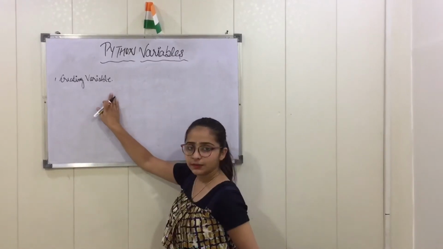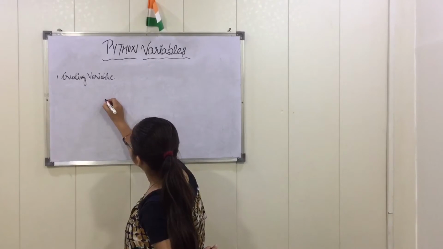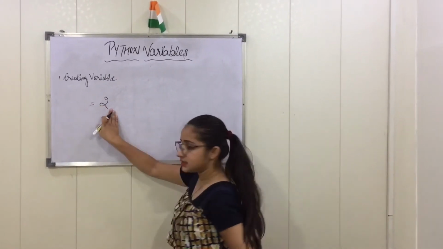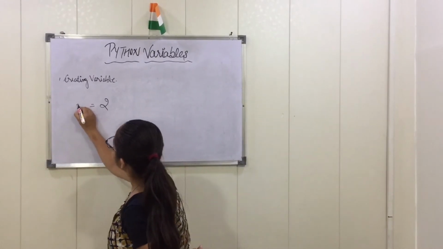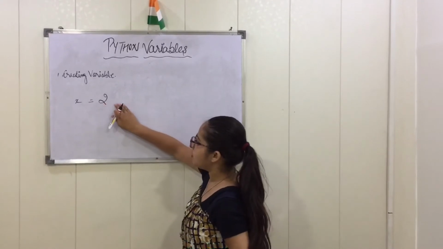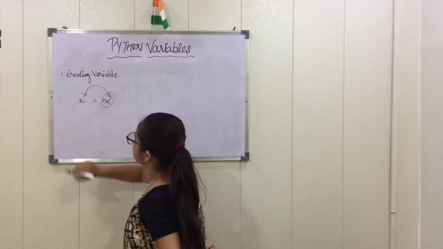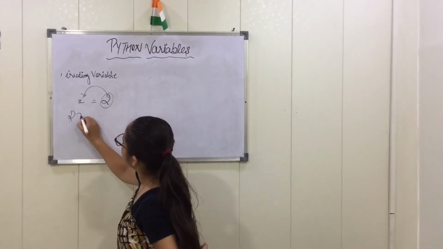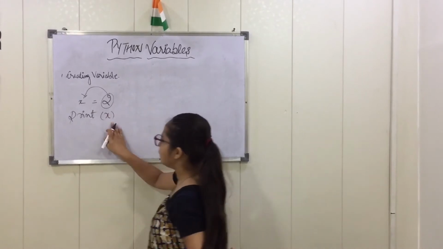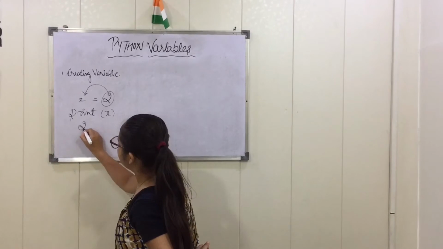To create a variable, first of all we have to put in some data. Suppose my value of the data is 2, and after that I will put this into a variable, that is x. So this is my variable and this is my input of the data. This value is being stored into x. Now we'll print the value of x. If we print the value of x, the output will be 2.